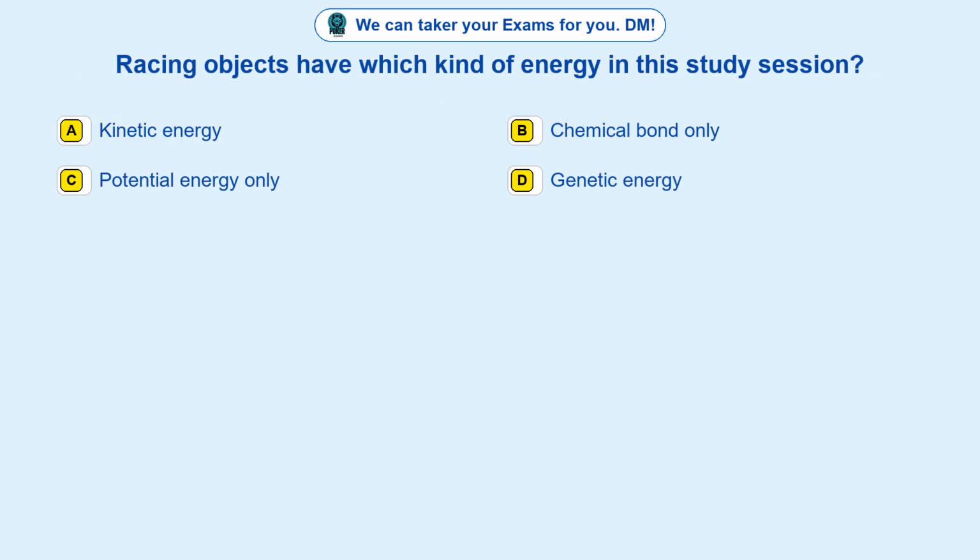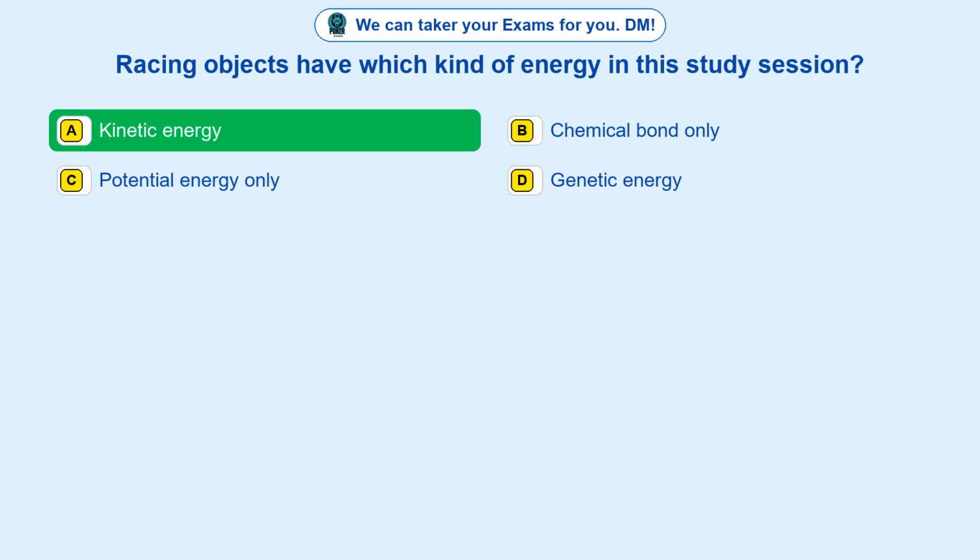Question 60. Racing objects have which kind of energy in this study session? Option A, kinetic energy. Option B, chemical bond only. Option C, potential energy only. Option D, genetic energy. The correct answer is option A.